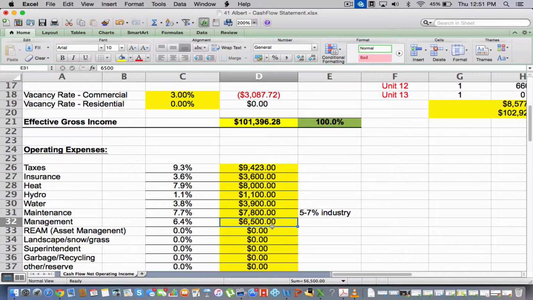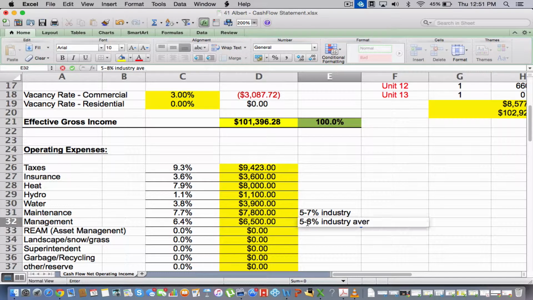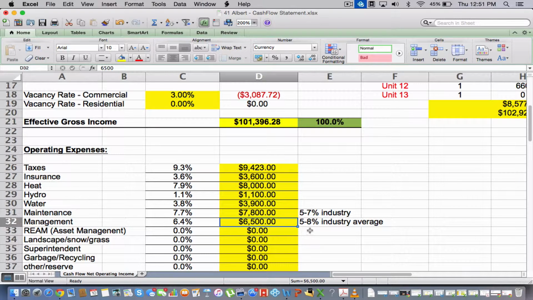Okay, and in this case, management is about the same. Management can run you anywhere between 5 and 8% as an industry average, again, of your gross rent. So I have it here at about 6.5, 6.4%. You could easily pay a little bit less or a little bit more depending on what kind of services the property manager is providing you.